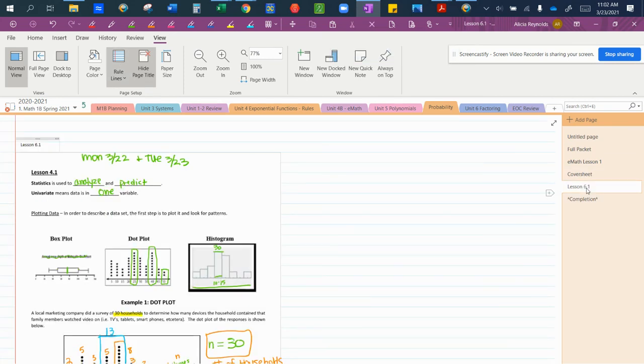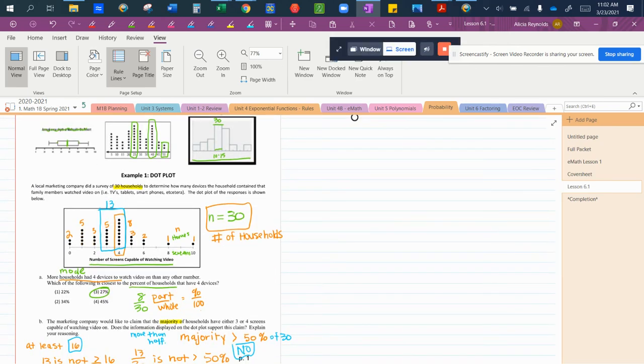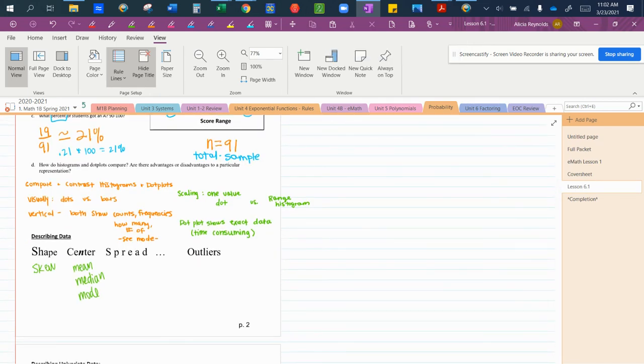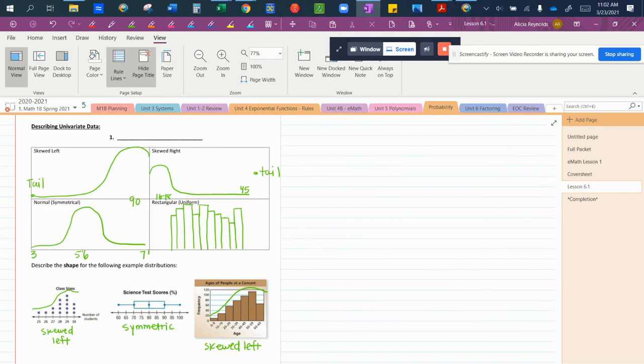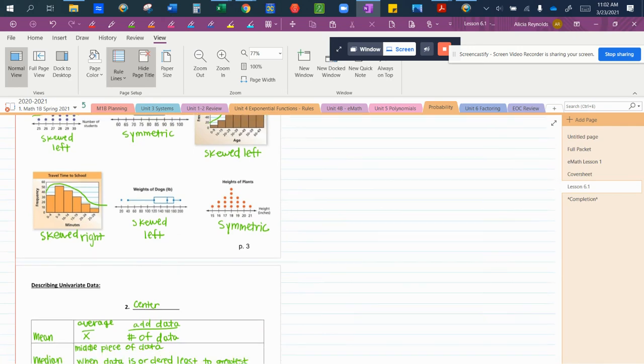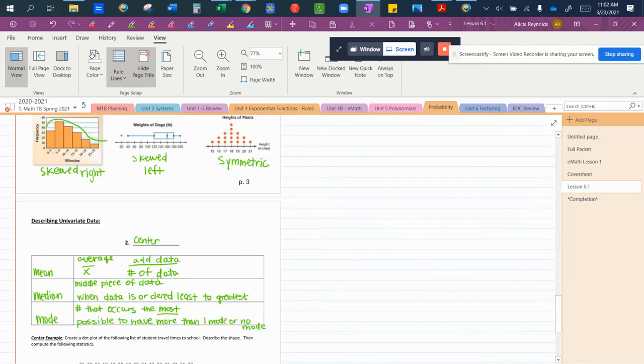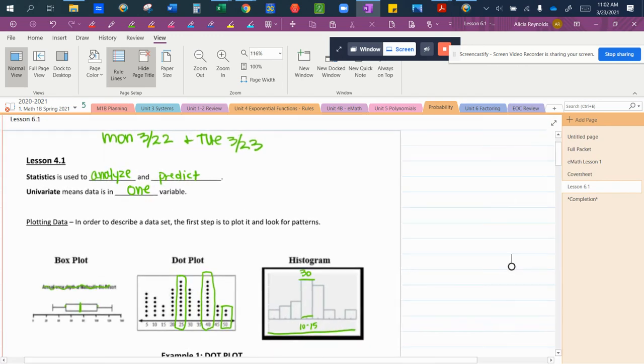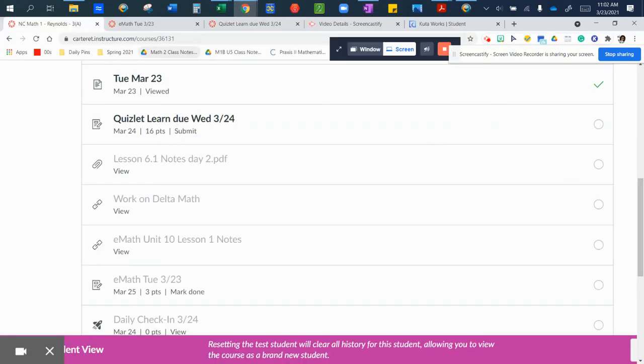So these notes are just an overview of box plots, not box plots, dot plots and histograms. That's what the first couple of pages are. So we have the definition, we have some examples, we have some comparison, and in second period, we didn't even talk about this part yet. So this is stuff that we will finish reviewing Thursday. But for right now, I want to make sure that everybody finishes Quizlet because tomorrow, I'm going to pass out your notes packet.